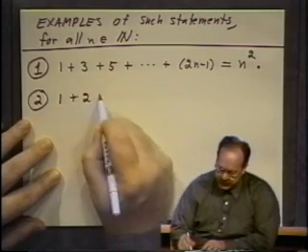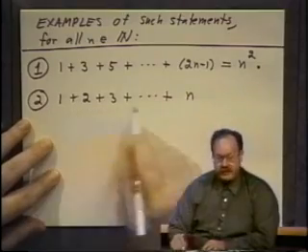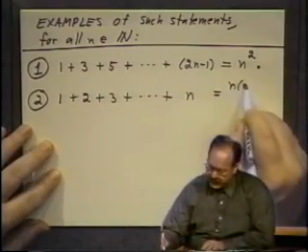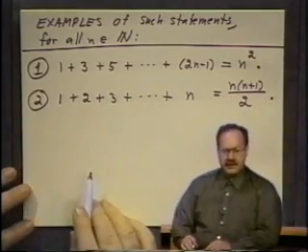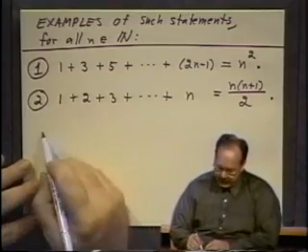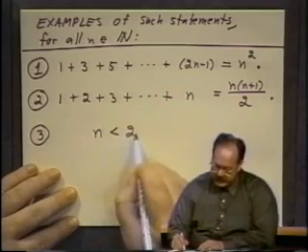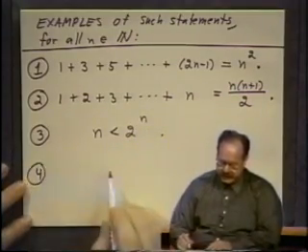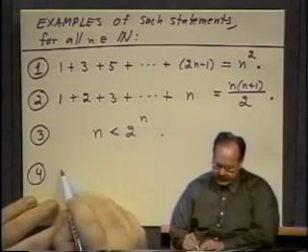1 plus 2 plus 3 plus, this time we're just adding up all of the natural numbers from 1 to n. And the result here is n times n plus 1 over 2. Now that's a formula you may have seen before, but this is one we'll go ahead and prove a little bit later. Here's another kind. n is always less than 2 to the n. Now there are many ways to prove some of these statements, but in this section we're going to talk about proving them with induction. Here's another one.